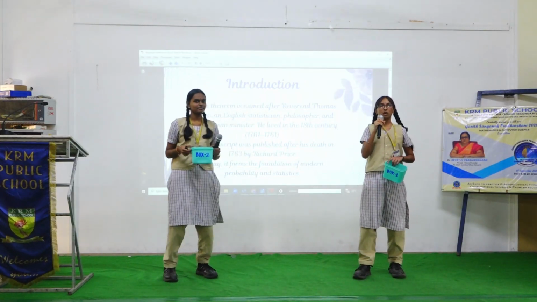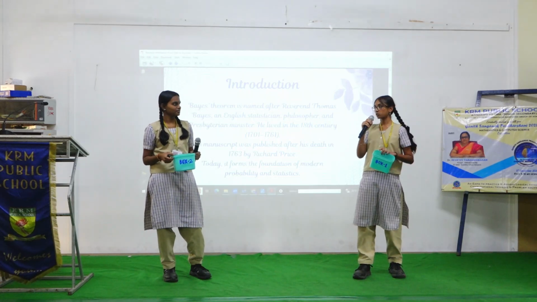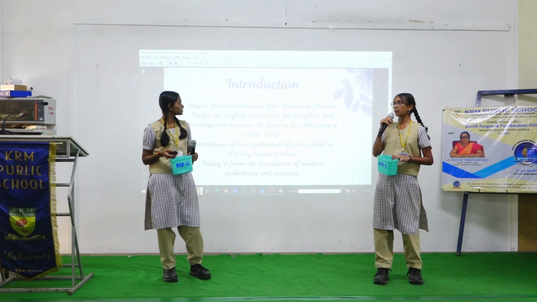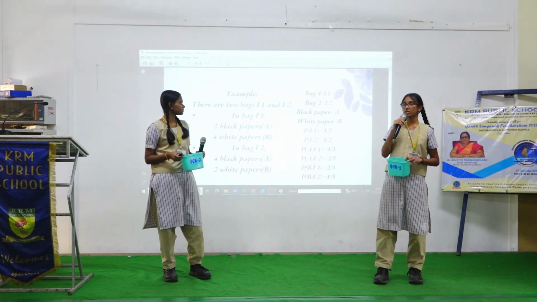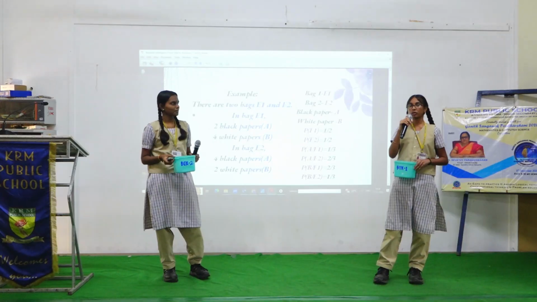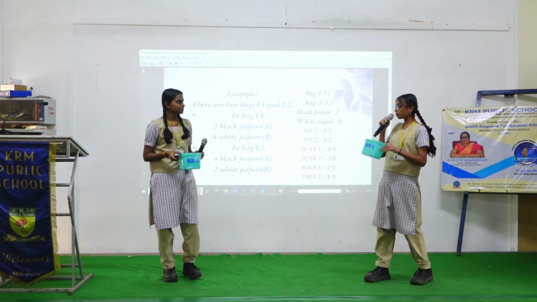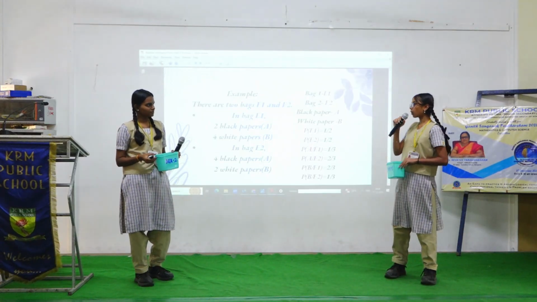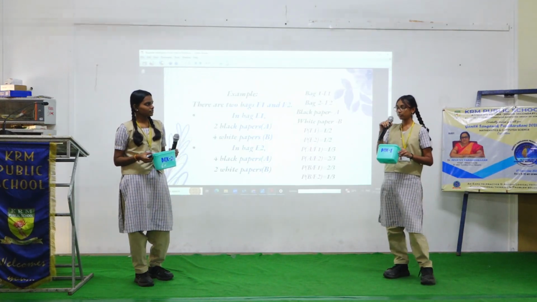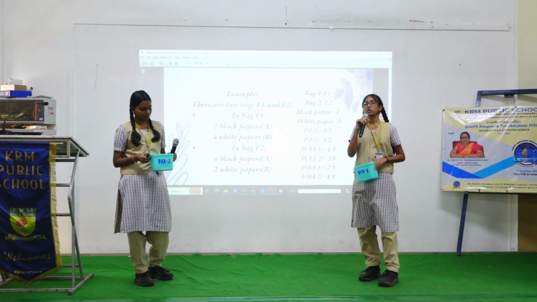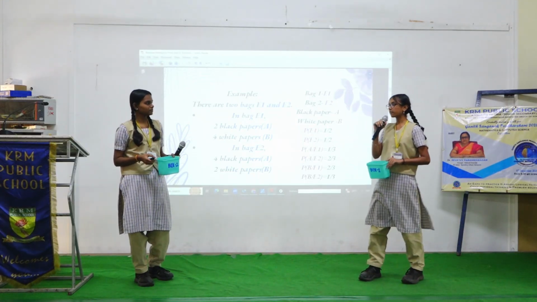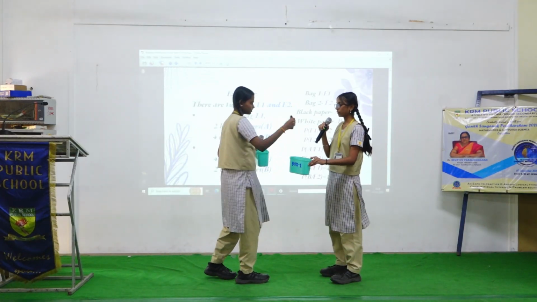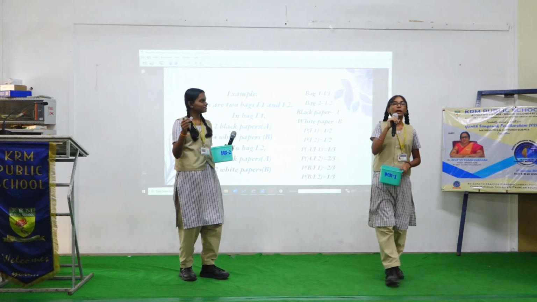Now, we have two boxes, box 1 and box 2. The probability of selecting box 1 is P of E1 and the probability of selecting box 2 is P of E2, which is equal to 1 by 2. In box 1, we have 2 black papers and 4 white papers. In box 2, we have 4 black papers and 2 white papers. Now, Sanvi, can you take a paper from box 1? Yes, we have got a white paper.